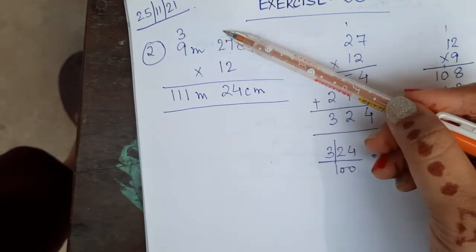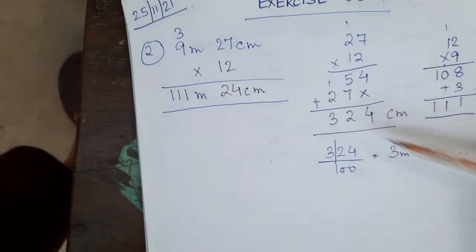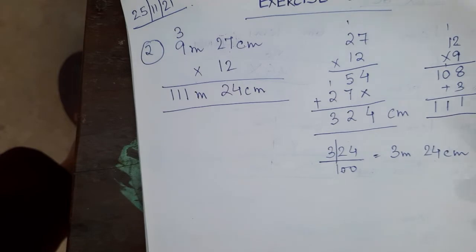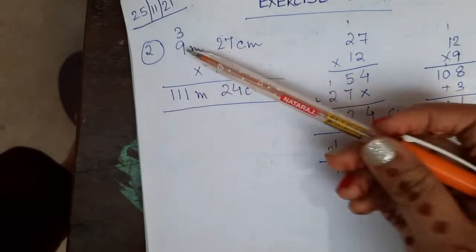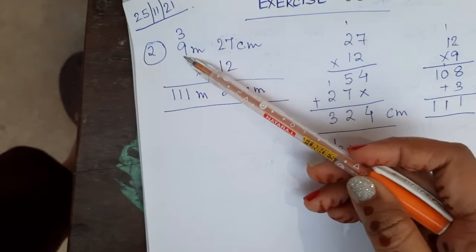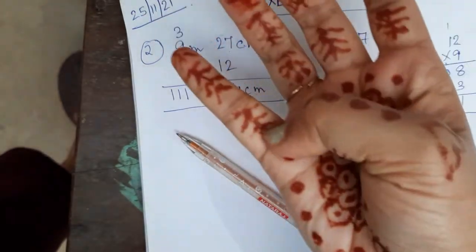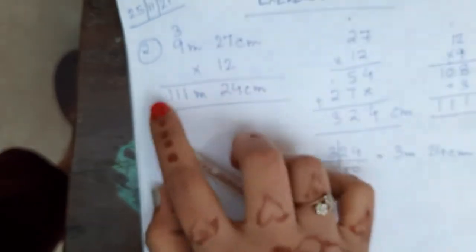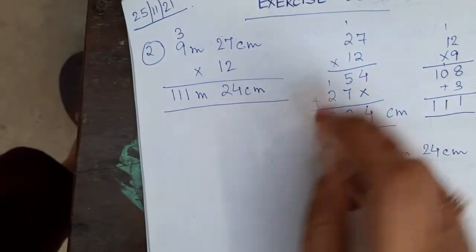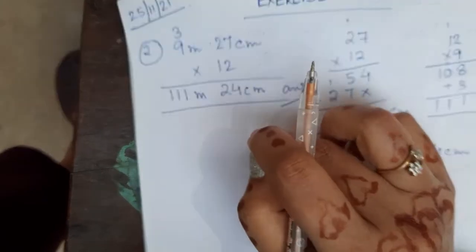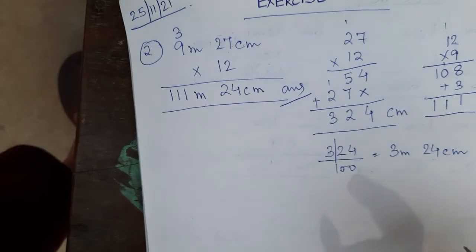I can't write 3 here because meter. I have told you in metric system units are very important. So we always have to write the numbers below the same, matching with the same units. Meter. 3. 12 9s are 108. 108 plus 3 is 108, 109, 110, 111. 111 meter 24 centimeter becomes our answer. I hope this is clear to you now. Let's do another sum.